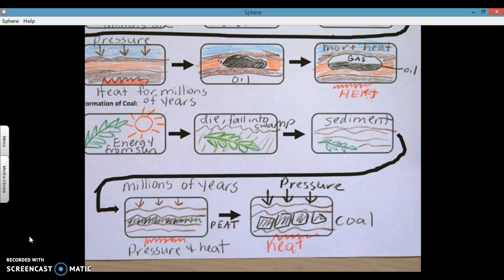Excellent. So now you're going to take this and you're going to put it in the journal. I'll show you an example of where it should go.